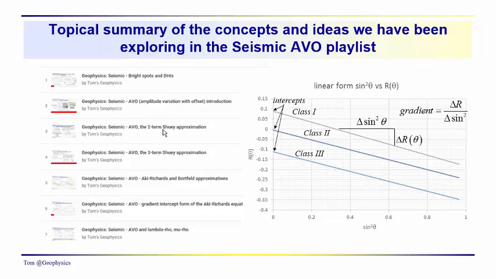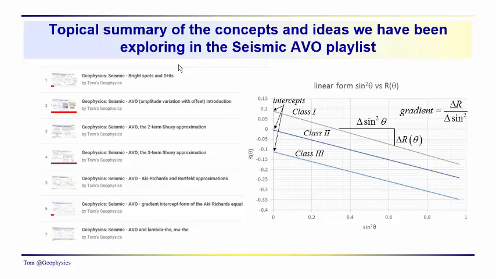We've talked about the different approximations of the Zoeppritz equations that can be used to illustrate how amplitude varies with offset: two-term, three-term, Aki-Richards and Bortfeld approximations, and the gradient intercept form of the Aki-Richards relationship, which is shown over here, where we plot the reflection amplitude versus sine squared of theta, and we see that the amplitude variation with offset takes on a linear behavior in this particular case.